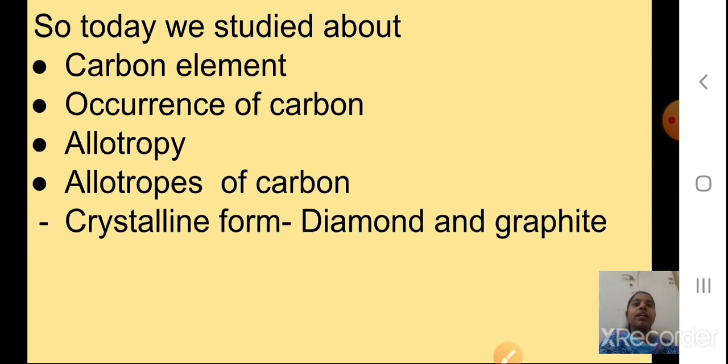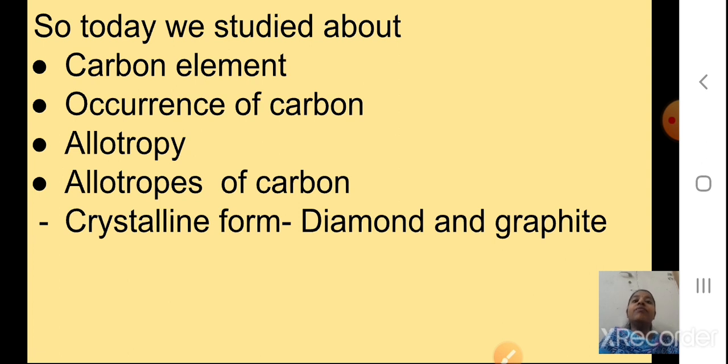So we'll proceed. For today what we studied, we'll just have a recap and then we'll stop for today. Okay, we studied what is a carbon element. We have seen that carbon is very important in our life. Whatever things we are using at home, simple at school also, if you are using pencils and all, it is having carbon, right, in the form of graphite. Then we studied occurrence of carbon. Yes, carbon is occurring in many of the states.